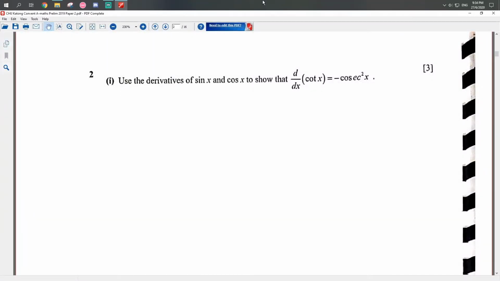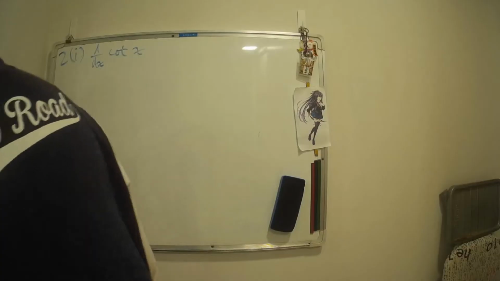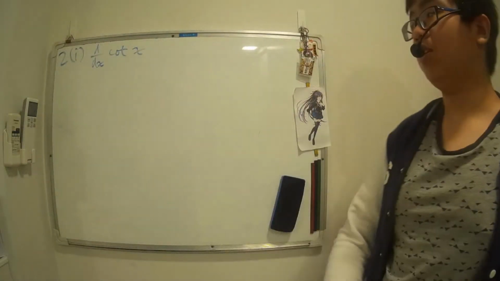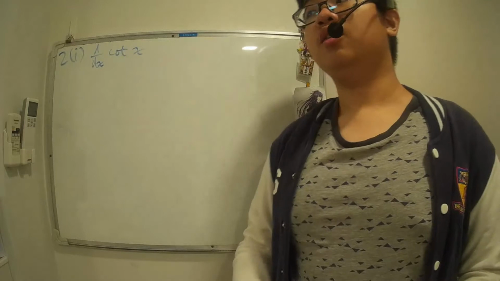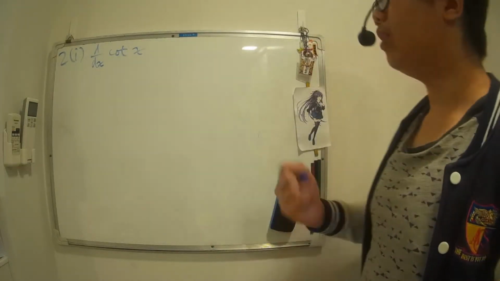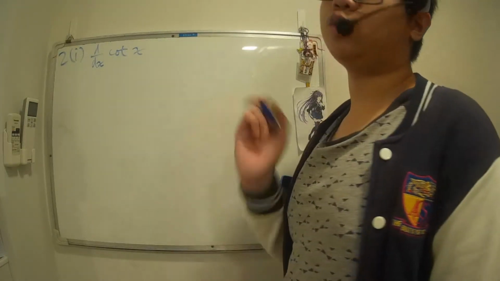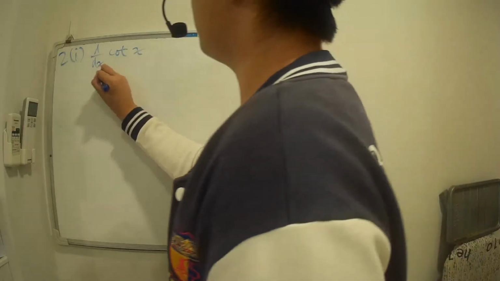Question 2. Use the derivative of sine x and cosine x to show that d/dx of cotangent x is equal to negative cosecant squared x. Now, we can actually do this if I change this to 1 over tangent and then do the chain rule, but they want us to use the sine and cosine here, okay? Which means that we have the quotient rule. So let's see what we get.